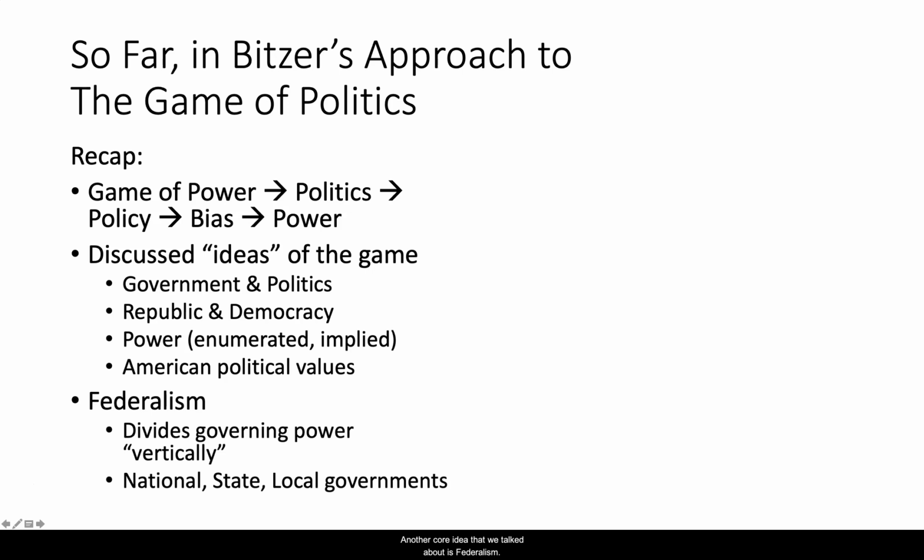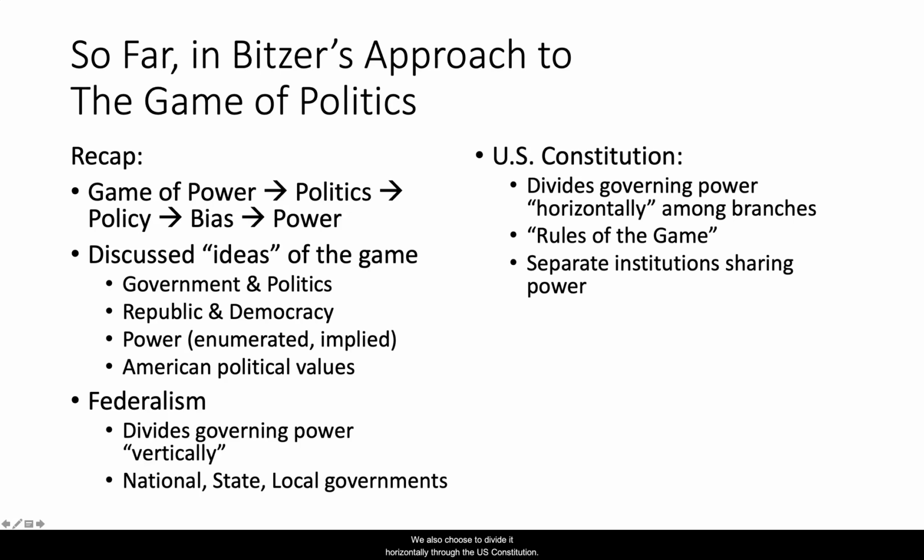Another core idea that we talked about is federalism. And if you think about governing power, this is the division of governing power vertically between our national, our states, and our local governments. So that's one way that you can take power and divide it. You can concentrate power or you can divide it. We choose to divide it vertically. We also choose to divide it horizontally through the U.S. Constitution. And a good way to think, again, about the U.S. Constitution is that it's the rules of the game.